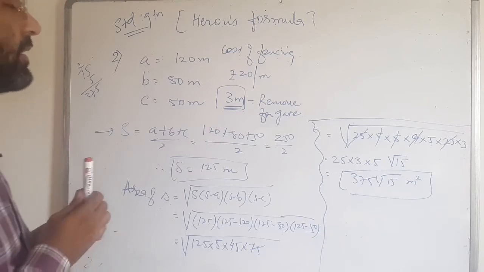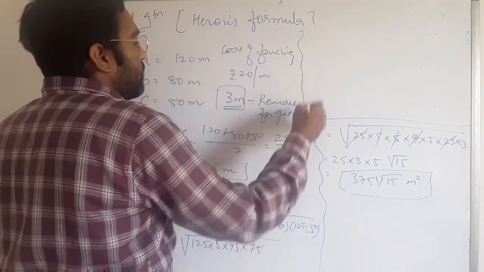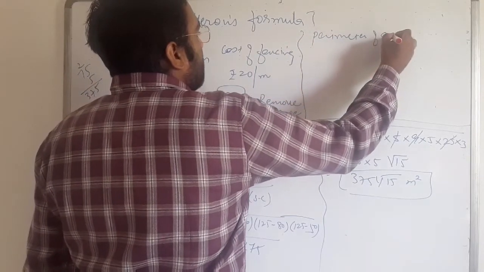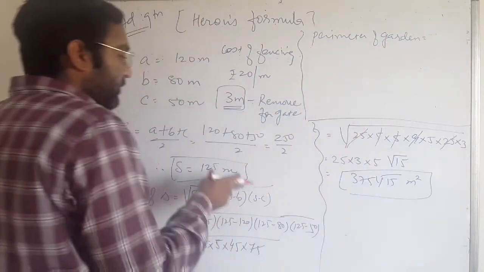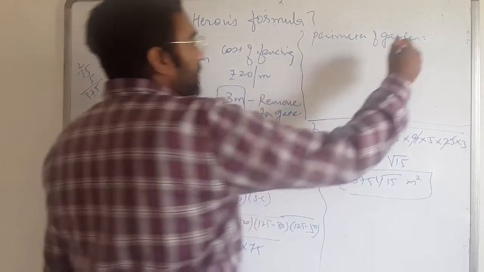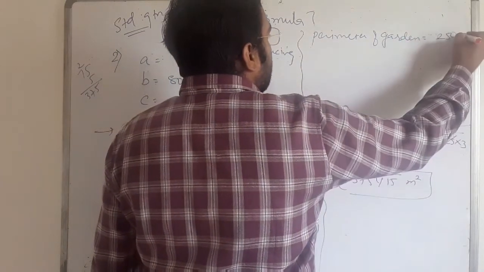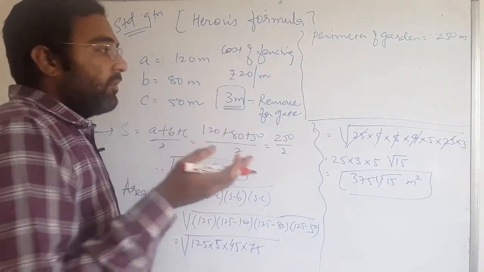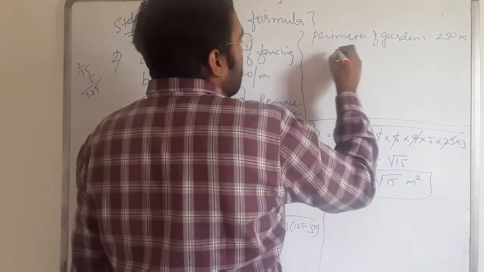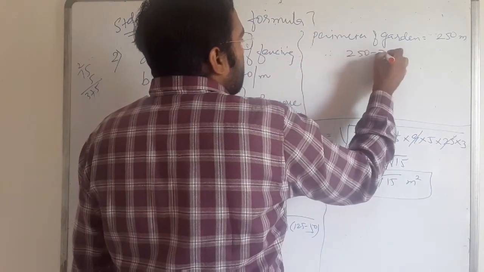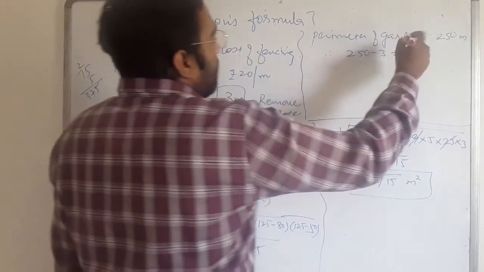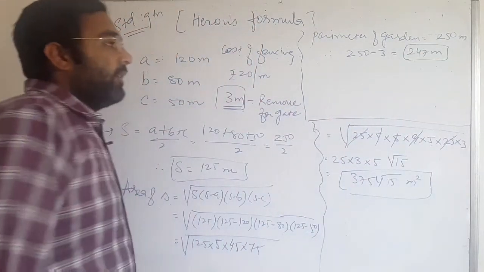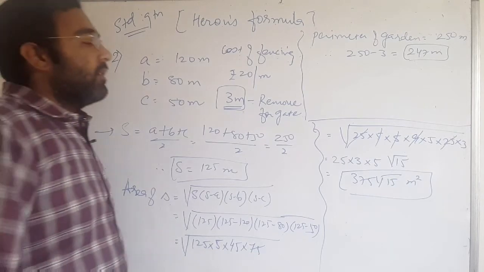Now we have to find the perimeter of the garden, because they have to fence the outer side of the garden. The perimeter of the garden we also found, that is 250 meter. Now we have to remove 3 meter from that, because there is a gate of 3 meter. So 250 minus 3 is 247 meter, the length of all sides for the fencing.